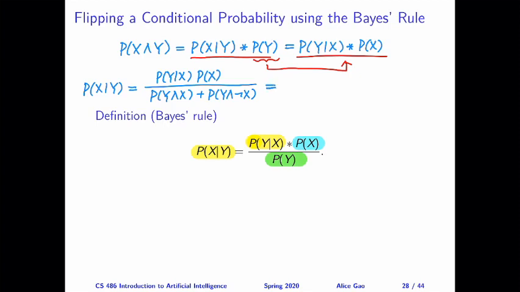And then let's expand the two terms in the denominator further by using, again, the product rule. The numerator, again, stays the same. And the first term in the denominator actually ends up being the same as the numerator. We are calculating the probability of Y given X multiplied by the probability of X. And the second term will also order things so that not X comes first and then Y comes next.